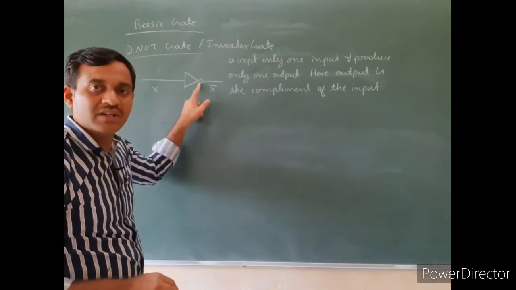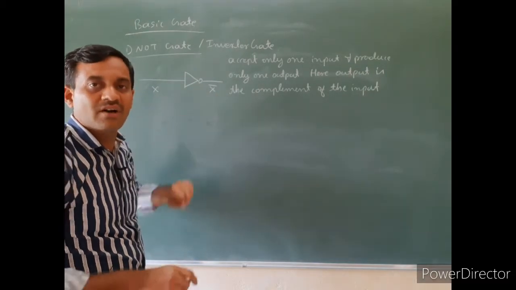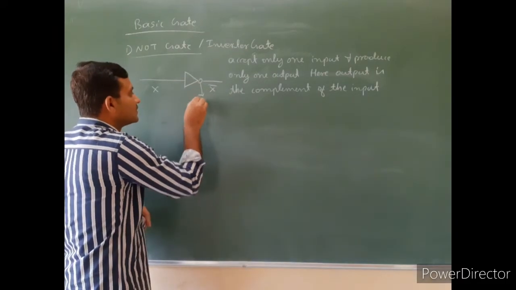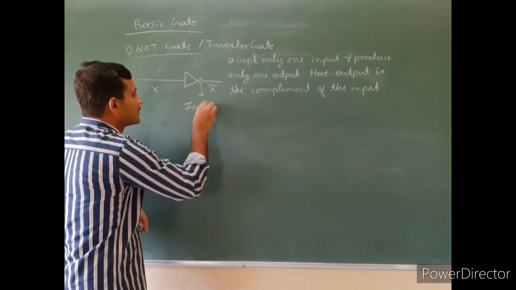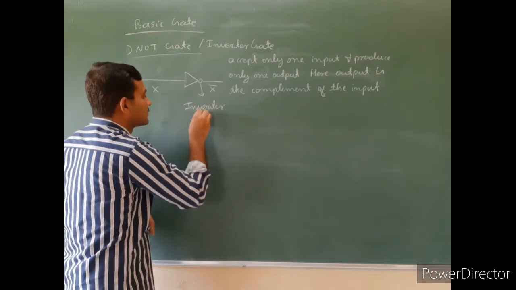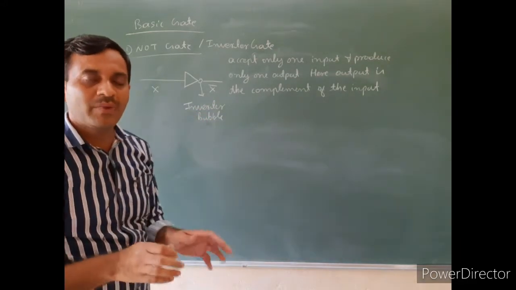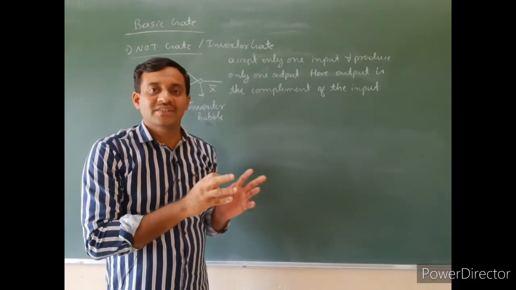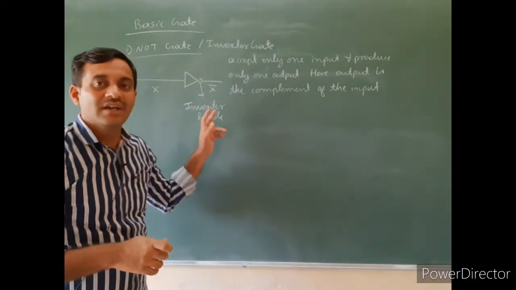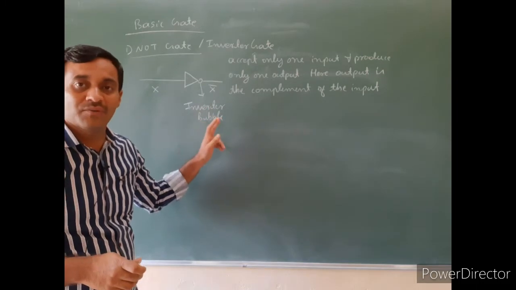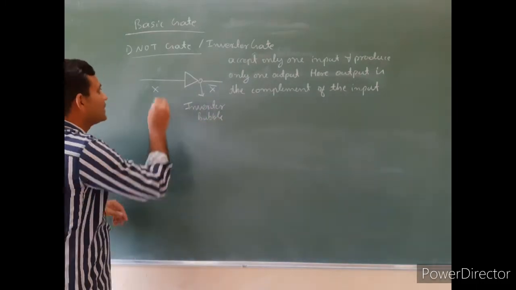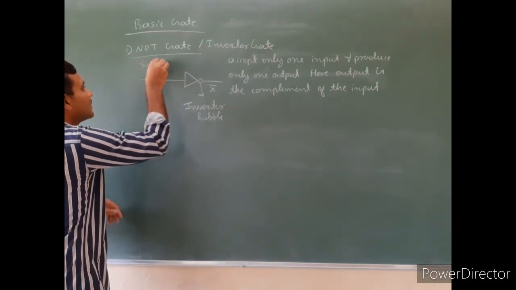Then there is a bubble at the output side. This bubble is called the inverter bubble. The bubble inverts or complements the signal. Hence, it is an inverter gate. See the truth table. This is the symbol.